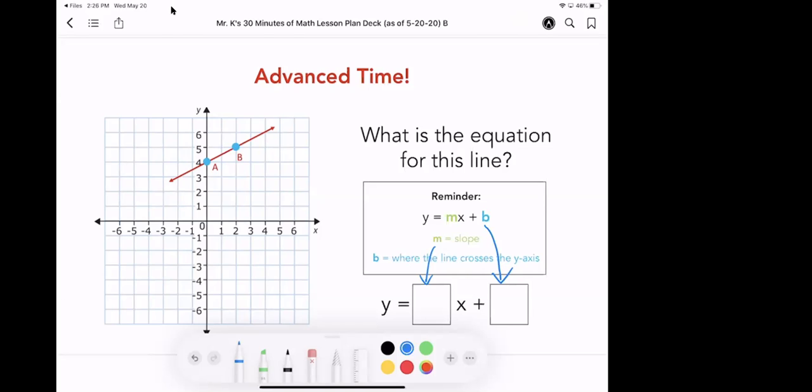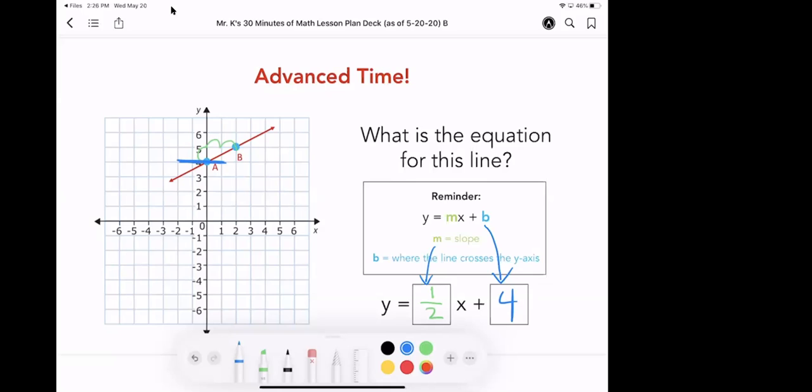Okay, welcome back. Yep, I see some great stuff coming in. Our slope is a rise of 1 and a run of 2. So y equals 1/2 x. And where does it cross the y-axis? Right here, which is 4. So the equation for this line is y equals 1/2 x plus 4.